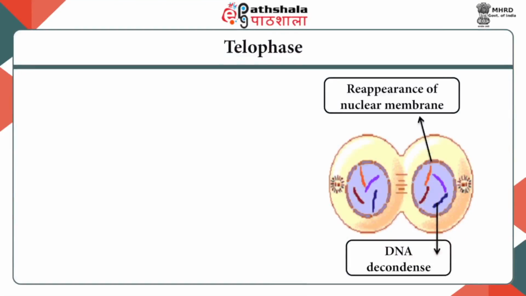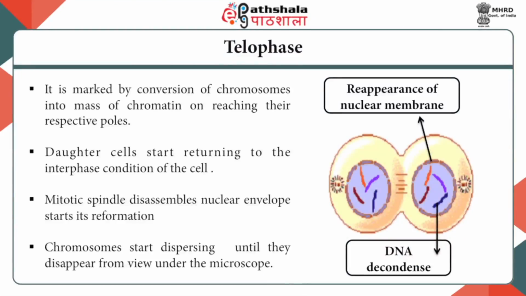So, telophase, which is marked by conversion of chromosomes into a mass of chromatin on reaching their respective poles. Mitotic spindle now disassembles. Nuclear envelope starts its reformation. Chromosomes start disappearing. So cytokinesis is over.